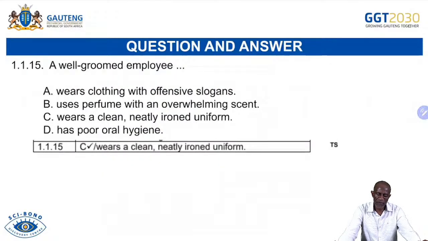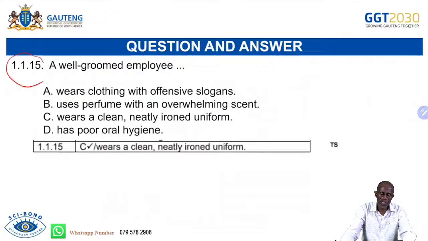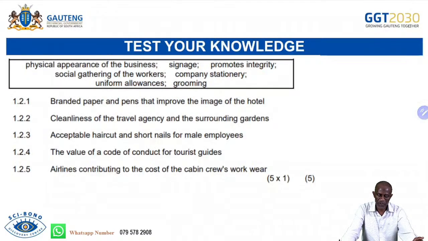As we further move, as you can look here, it's question 1.1.15. It's a multiple choice, and this is accommodated in section A of question 1. A well-groomed employee wears clothing with an offensive slogan, uses perfume with an overwhelming scent, wears a clean, neatly ironed uniform, has poor oral hygiene. The correct option here is number C, wears a clean, neatly ironed uniform.